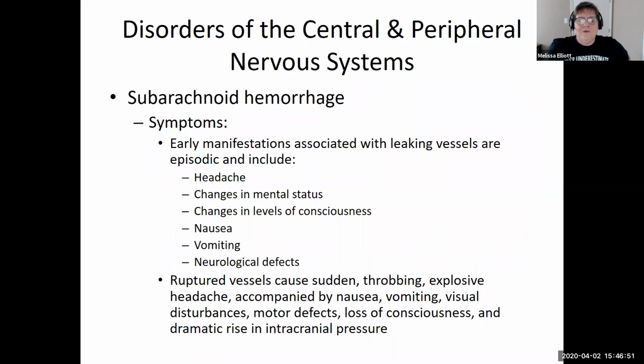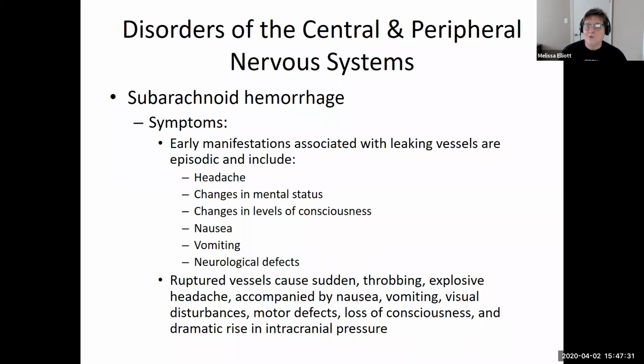Symptoms, when you have early manifestations, this is going to be associated with the vessel that is leaking, and they're going to be episodic depending on how much volume is leaking out of the blood vessel. If it's just a little bit, then these will come in waves that are farther apart. If it begins to leak a little bit more, then we're going to start seeing these symptoms happen closer together. Symptoms usually are going to be headache, changes in mental status as well as consciousness, nausea and vomiting, and neurological defects like issues in speech, maybe vision, those kinds of things.